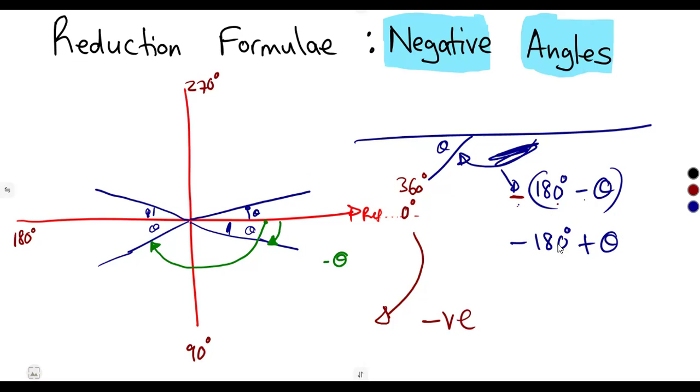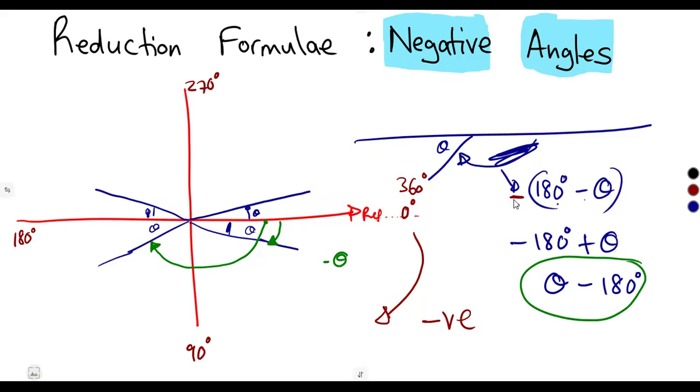But how best can we write it, guys? Minus 180 plus theta. There is a positive here, so we can start with the positive: theta minus 180. We can write it that way. So this is the actual angle that you get in the third quadrant as a negative angle.